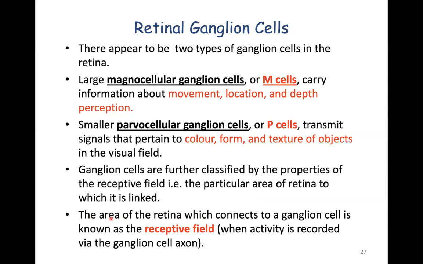Final part is there's an area of the retina which connects to a ganglion cell. That area of the retina that reads from that ganglion cell is known as the receptive field, and that is where activity is recorded from that ganglion cell axon.